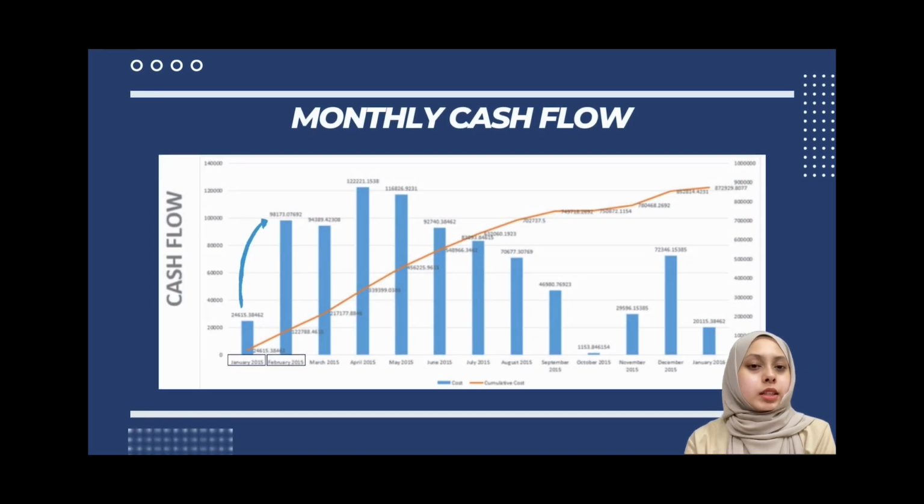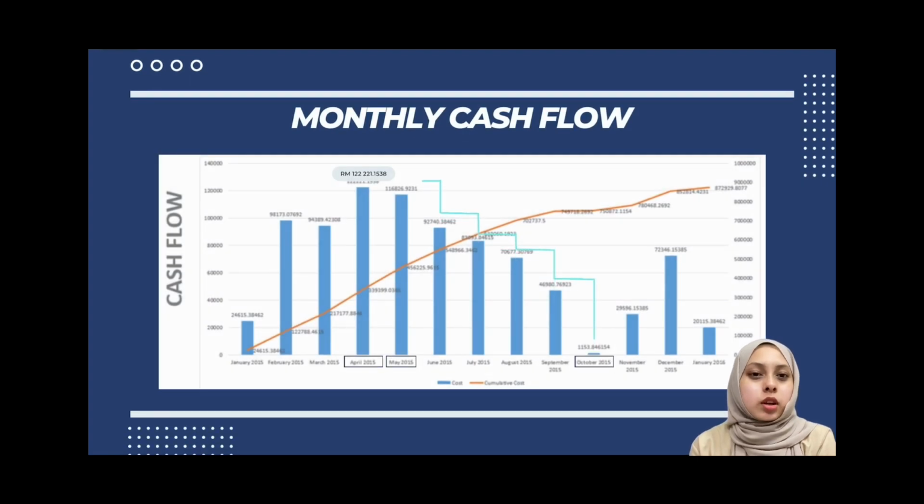As you can see from this monthly cash flow, the project starts with a cost of 24,615.38 in January, but it grows to the cost of 98,173.08 in February. However, April marks the highest with a cost of 122,221, and the costs begin to decline in May to the lowest of 1,153 until October, with the spike of 72,346 in December after the production equipment is being installed.